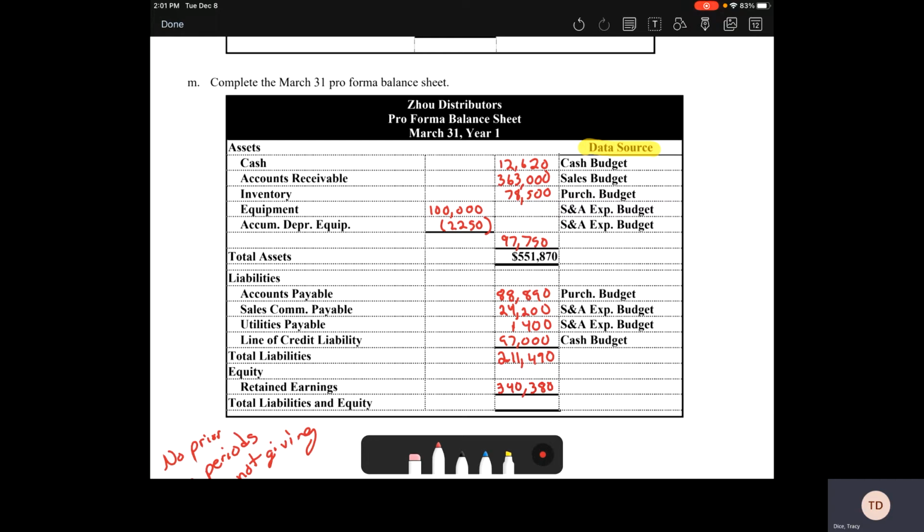And when we add those up, we get 551,870. So therefore you can see your total liabilities and equity equals your total assets. So our balance sheet is balanced. And that's how you create your pro forma balance sheet with all the information we've taken so far from our operating budgets.